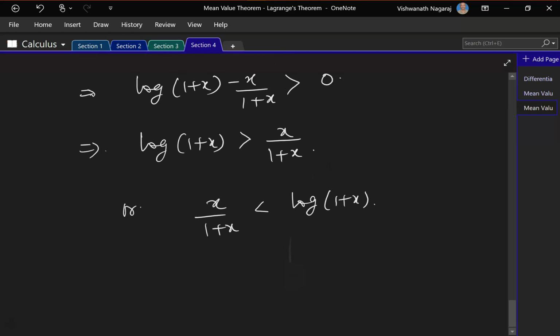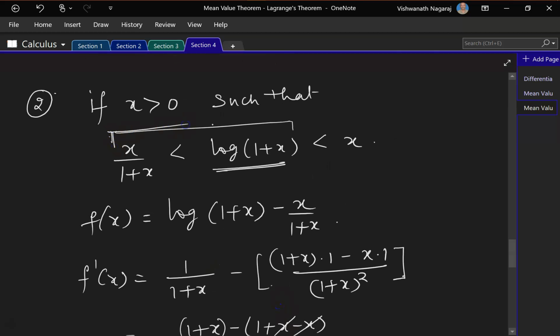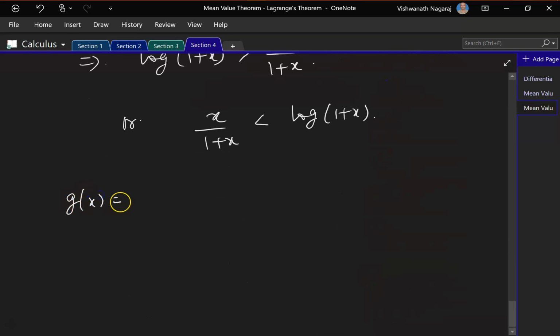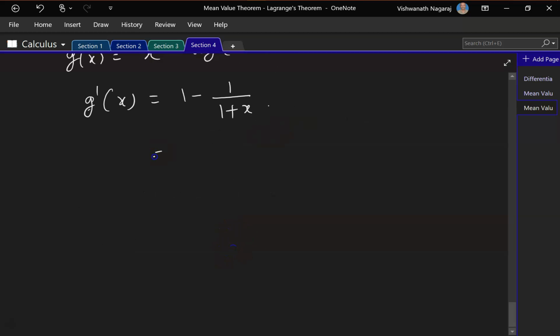The second part is, remember, we took this part. So this is our first part. Now the second part is we take this side. Log of 1 plus x. So let's say g of x is equal to x minus log of 1 plus x. Let's differentiate it. G prime of x is equal to 1 minus 1 by 1 plus x, is equal to 1 plus x minus 1 by 1 plus x, which is equal to x by 1 plus x.